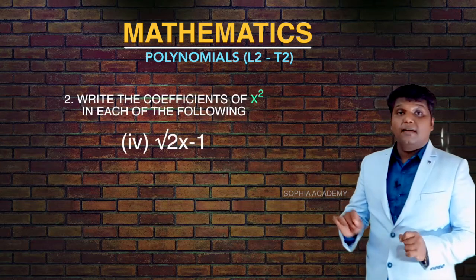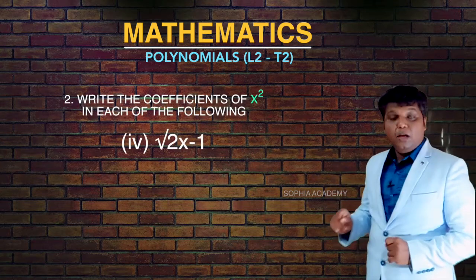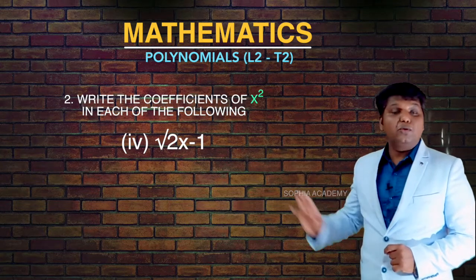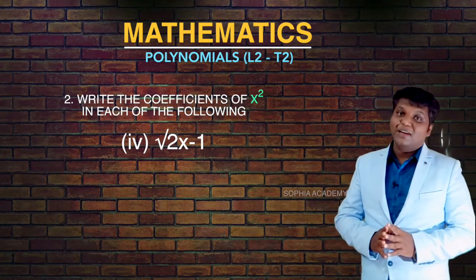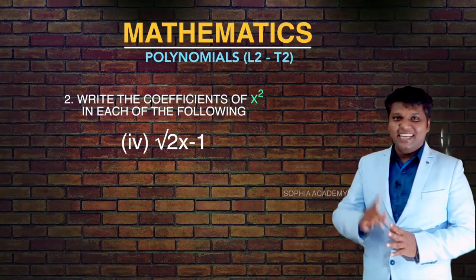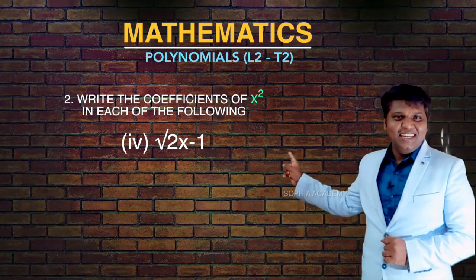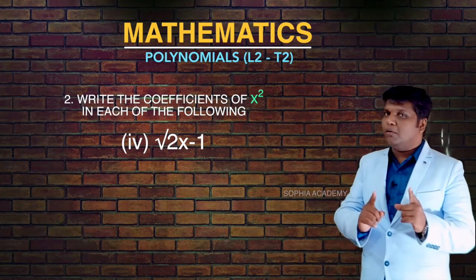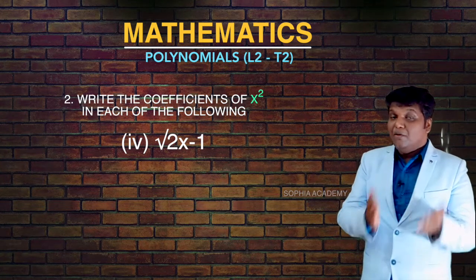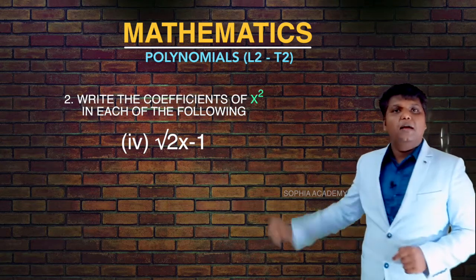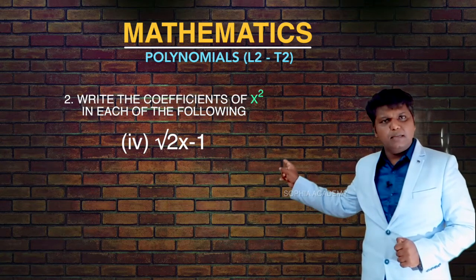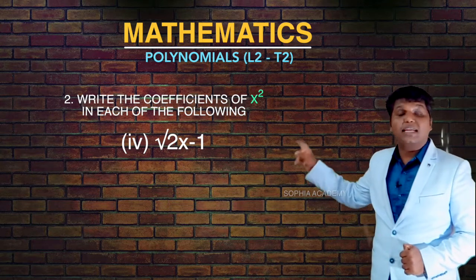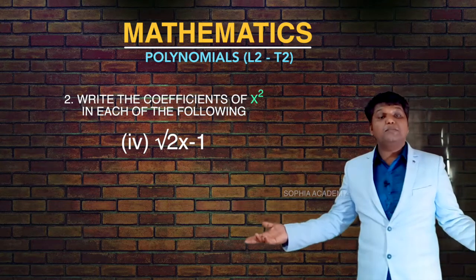Root 2x minus 1. So here we will say that root 2 is the coefficient of x, right? It's the coefficient of x. It's not the coefficient of x square. What was our question? What did I tell you? Fix your eyes on the term x square. My question is, in this question, is there any term of x square? No, because you can see it is root 2x, not x square. The term x square is missing.